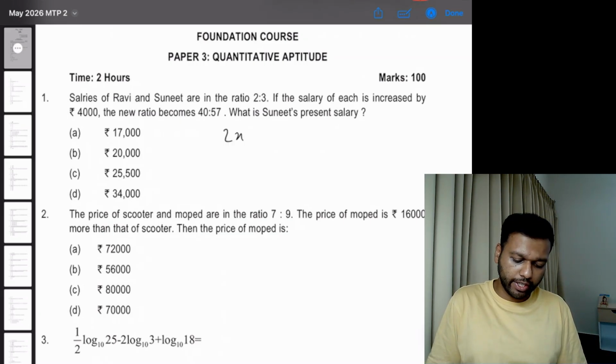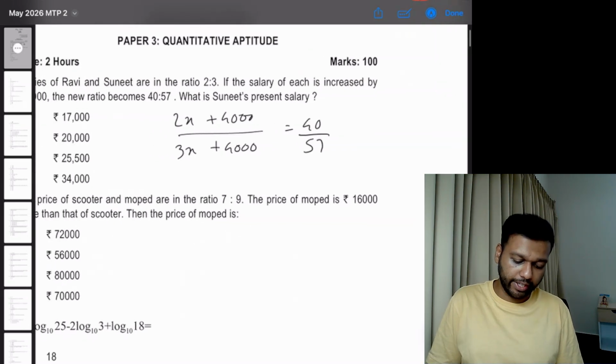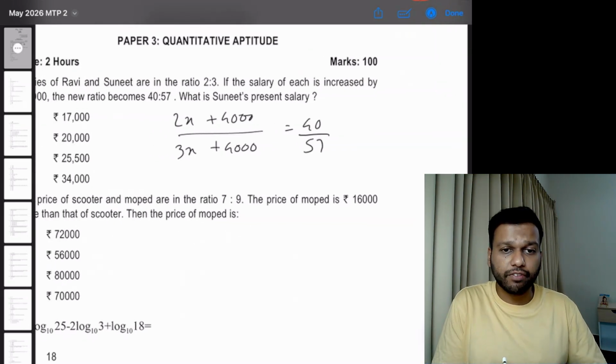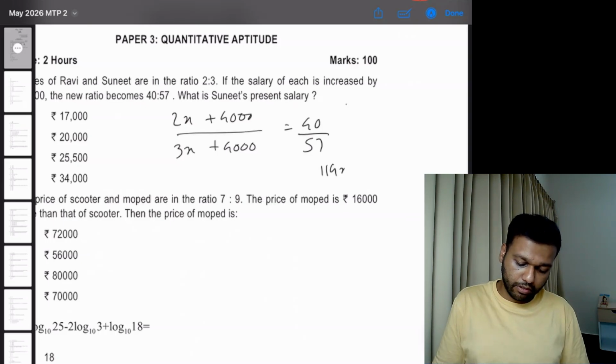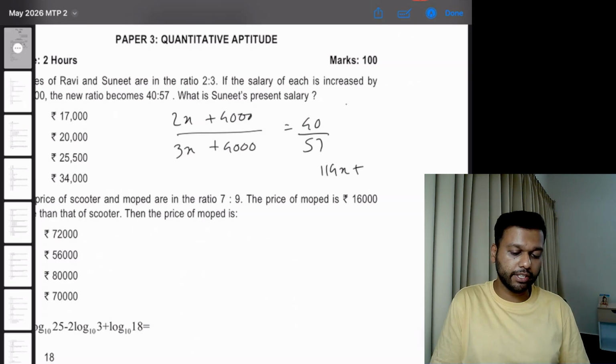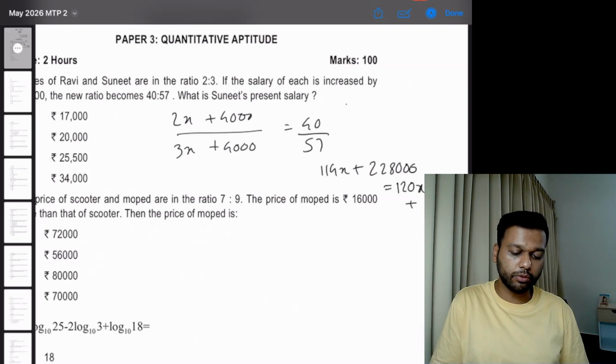Okay, let's assume 2x and 3x. They are saying each is increased by 4,000, so plus 4,000. And this new ratio becomes 40:57. We'll have to solve this because there is no shortcut right now, right? Fine. So let's take that 57 to left hand side. So 57 into 2 is 114x plus 57 into 4,000 is 2,28,000 is equal to 40 into 3 is 120x plus 40 into 4,000 is 1,60,000.